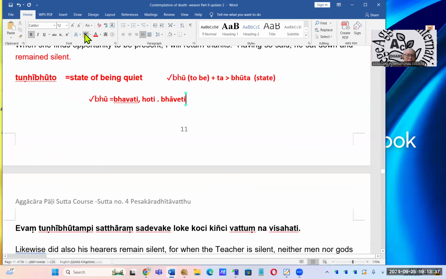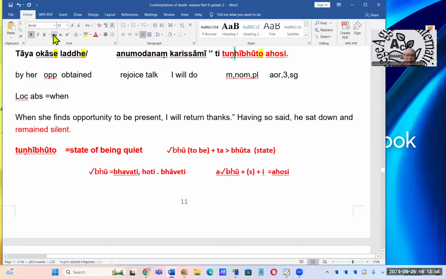Now ahosi is actually the same. The root is bu. Then when you put the bu plus s insertion and then plus i, you get ahosi. Right? The B is dropped. You change it to o. So you get ahosi, meaning was. Direct translation: I was, it was, okay. The Buddha was keeping silence. So he remained silent. Okay, any question on this sentence?